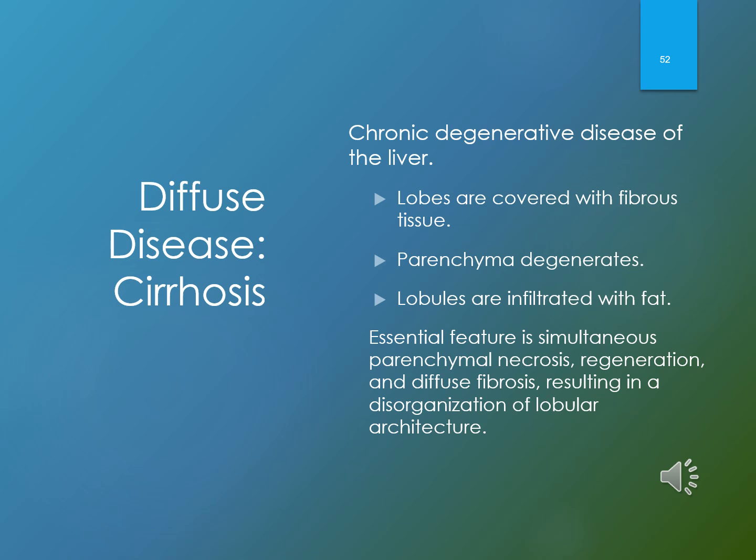Diffuse disease: cirrhosis. So cirrhosis is a chronic degenerative disease of the liver. The lobes are covered with fibrous tissue. So we have that fibrosis. The parenchyma degenerates, and then the lobules are infiltrated with fat. So the essential feature is simultaneous parenchymal necrosis, regeneration, and diffuse fibrosis, resulting in a disorganization of lobular architecture.